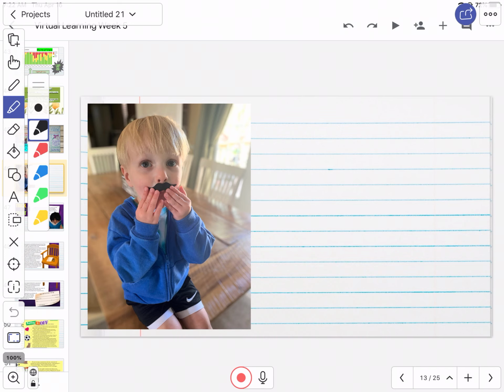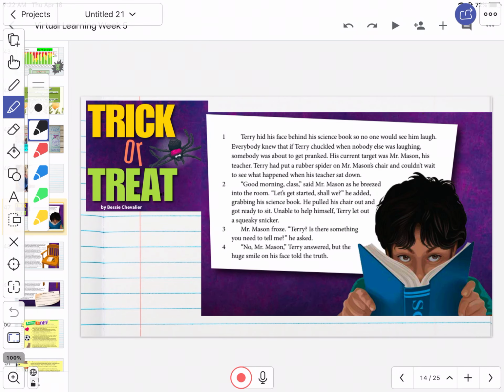Okay. So let's go ahead and get started with our two texts this morning. The first is called Trick or Treat. And I'm going to go ahead and read. And as I read, I'm going to highlight any words that I see that are first person. And I'm going to cross out any dialogue so that I do not get confused, okay?